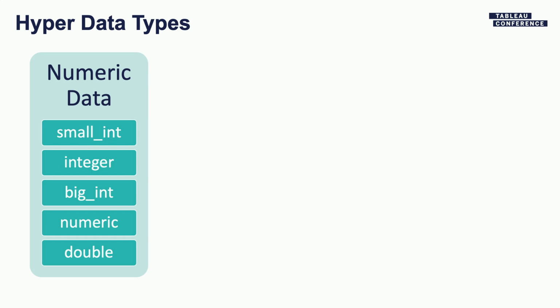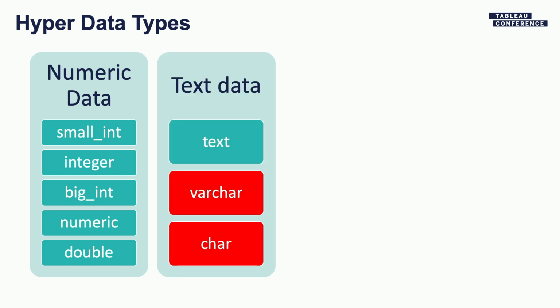It's just a number, right? Then we have text data. There we have the data types text, varchar, and char. And you see varchar and char are red. That means never use them. Always use text. We just have varchar and char because the SQL standard says there needs to be a type varchar and a type char.